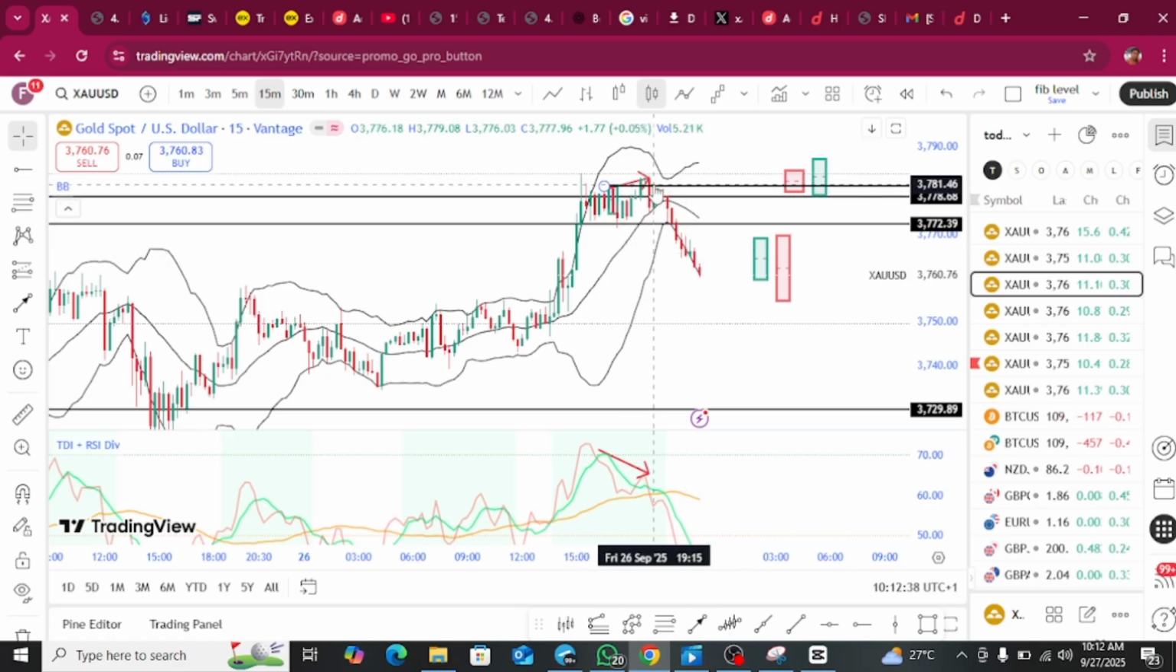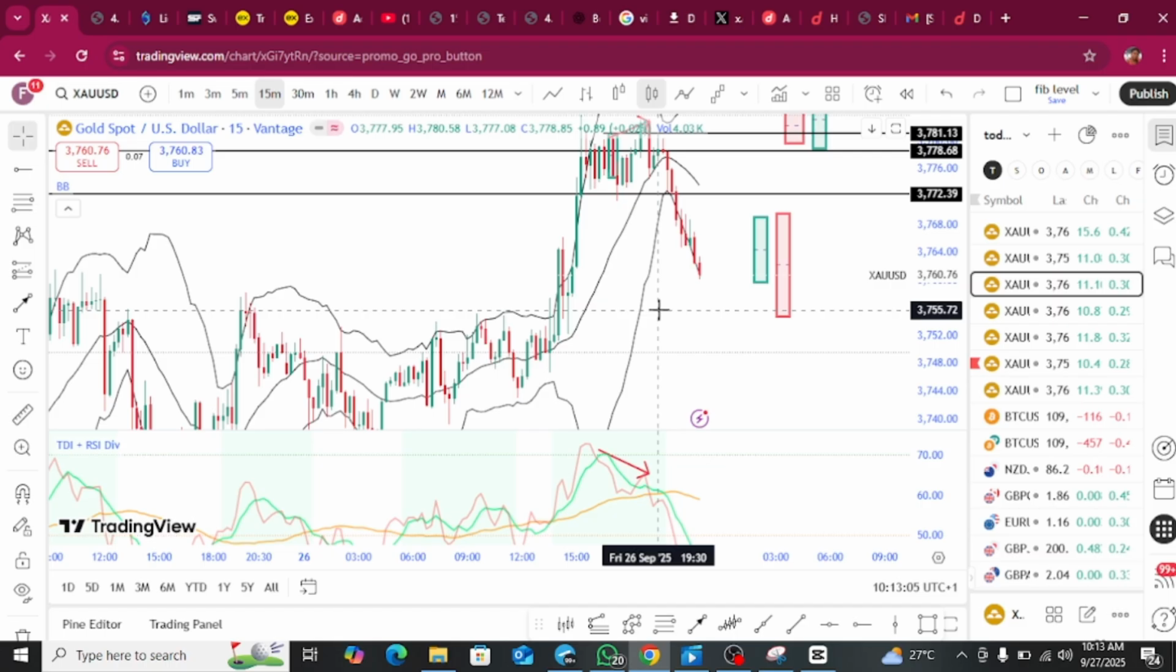Like I said, you mark that place, you take your entry around here, and then your stop loss should be above the previous high, probably 30 pips above your previous high. You take your entry around here and then target the lower band. You can depend on the swing you want to take, but the lower band should be your first TP. That should be your first target.